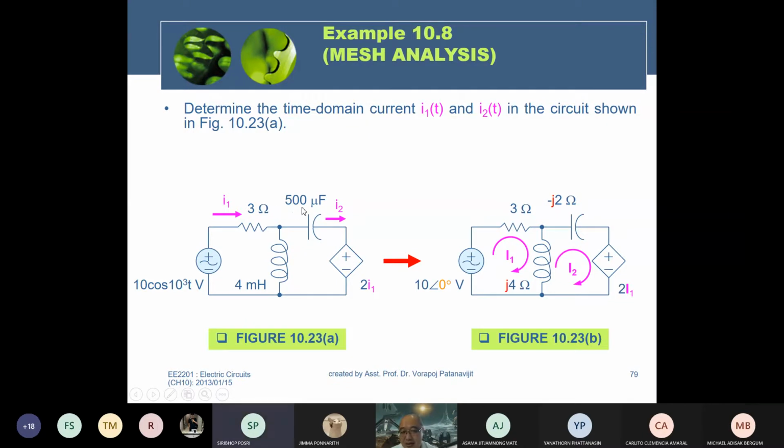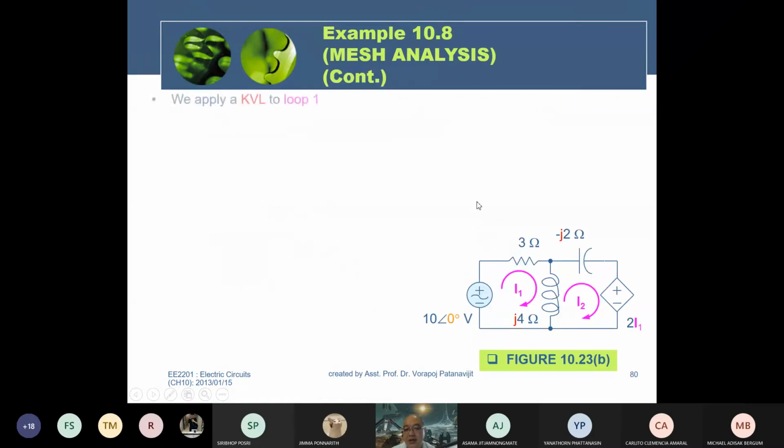You can convert 500 microfarad to minus j2 by using ZC equals 1 divided by j omega C. ZL equals j omega L. ZR equals R only. Now, after you get here, you can define the mesh currents I1 and I2 and establish the mesh equations. You apply KVL. We apply KVL to these two meshes.